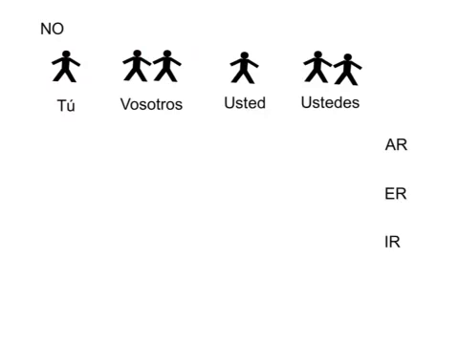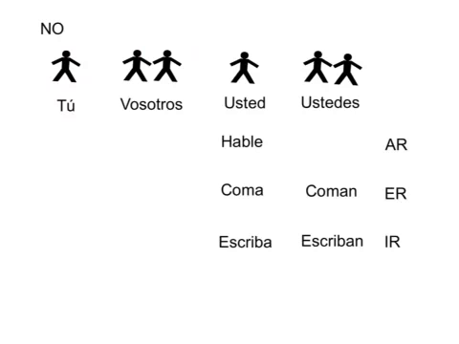When we're saying don't do something, there's good news and bad news. The good news is that for usted and ustedes form, it is exactly the same as it is in the positive form. So the good news is that you don't have to learn a new way for that. The bad news is that for tú and for vosotros, there is a different way of doing that. So we're just going to have a quick look at those.